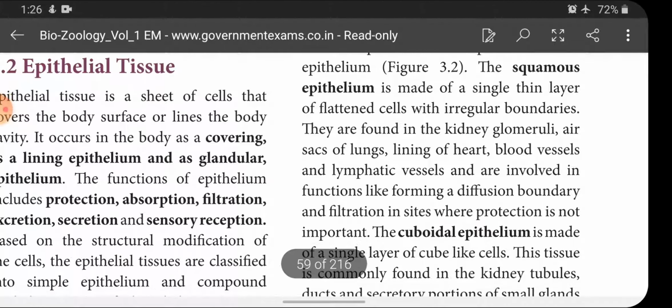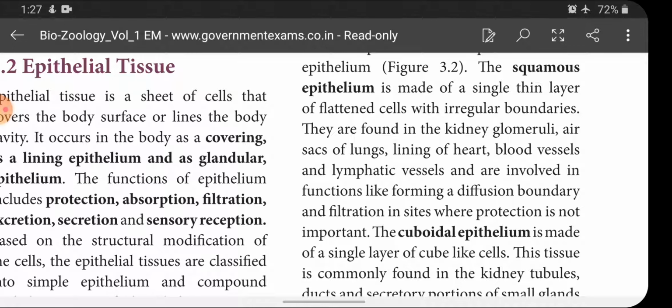Squamous epithelium is made up of a single thin layer of flattened cells with irregular boundaries. They are found in the kidney glomeruli, air sacs of lungs, lining of heart, blood vessels and lymphatic vessels, and are involved in functions like forming a diffusion boundary and filtration in sites where protection is not important.